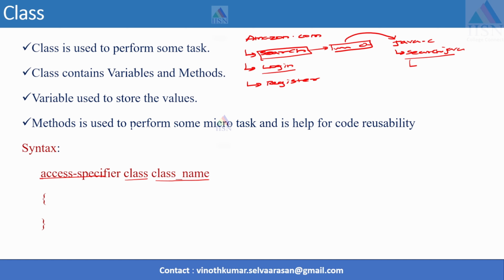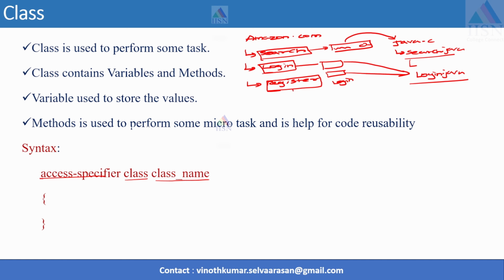Likewise, we have the login operation. In the login operation, we give a username and password and then click the login button. From the front end, it is transferred to the Java programming language. In Java, we have a class called login.java. The code written in the login file is relevant to performing the login operation. Then we have the registration class.